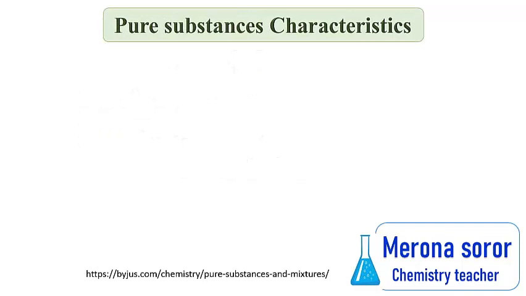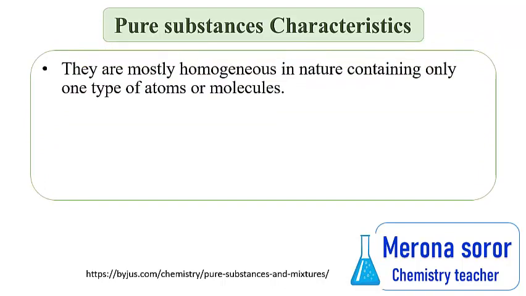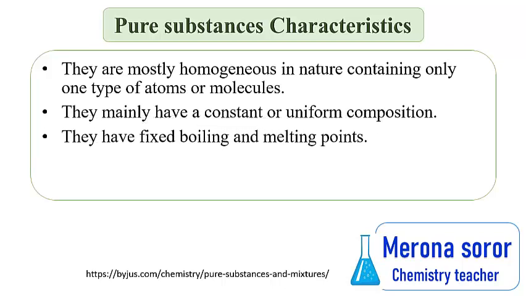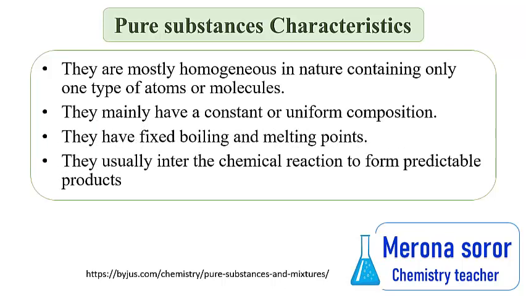Pure substances characteristics. They are mostly homogeneous in nature, containing only one type of atoms or molecules. They mainly have a constant or uniform composition. They have fixed boiling and melting points. They usually enter the chemical reaction to form predictable products.